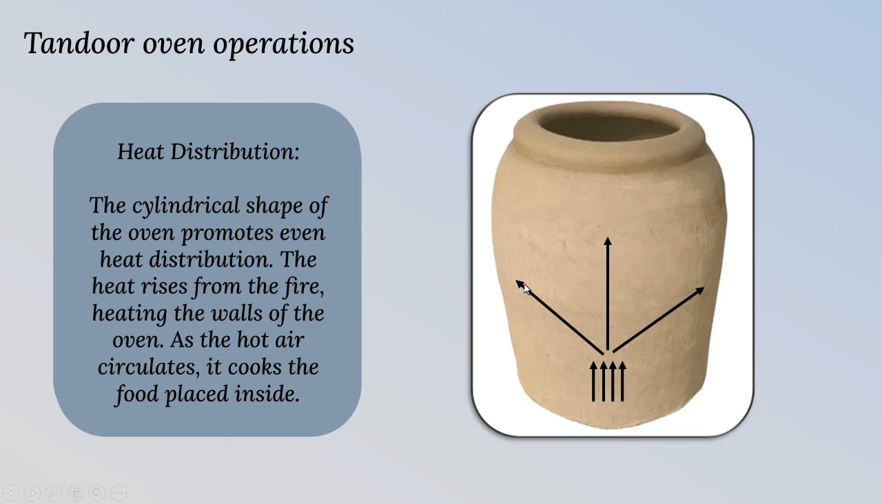Now, whenever they are going to the sides, because of the arch, what will happen? They will reflect and come back to the center. In that way, what happens? If you put something inside the tandoor, that meat will be exposed to an even amount of heat from all the sides. That is the specialty of tandoor. Clear? Even distribution of heat. Fine.